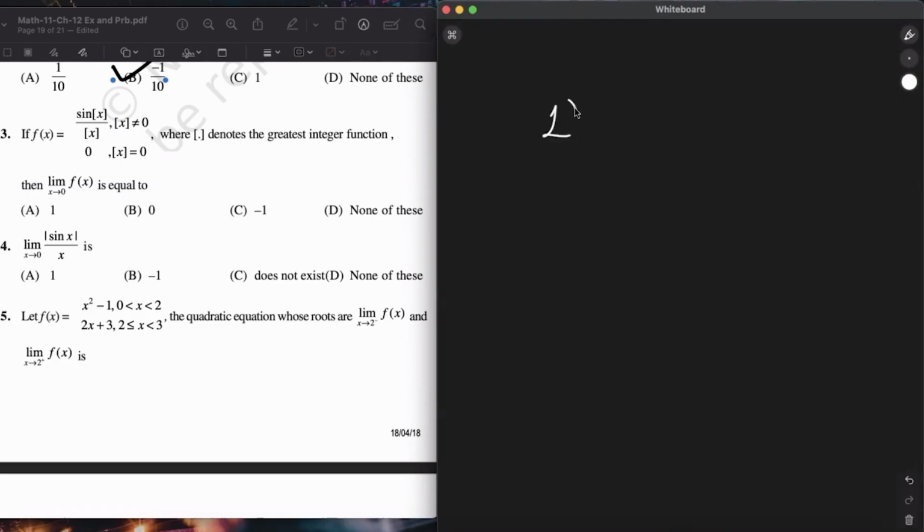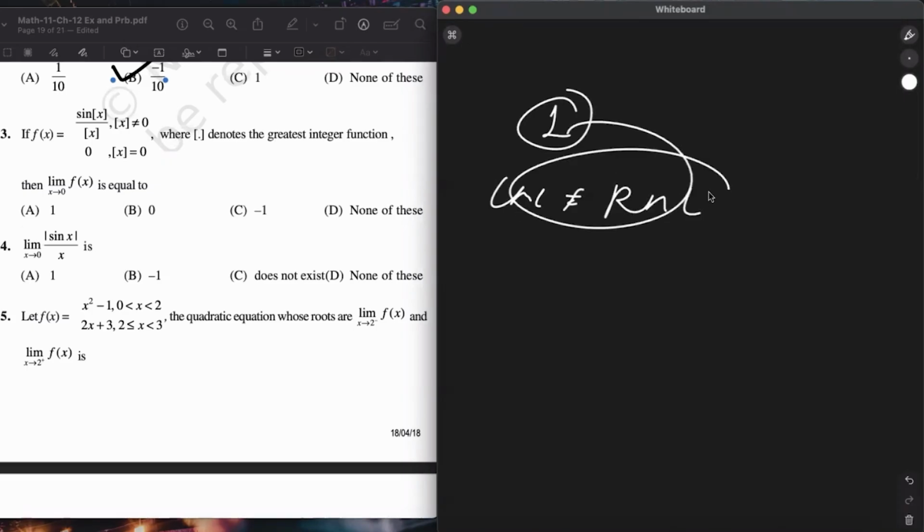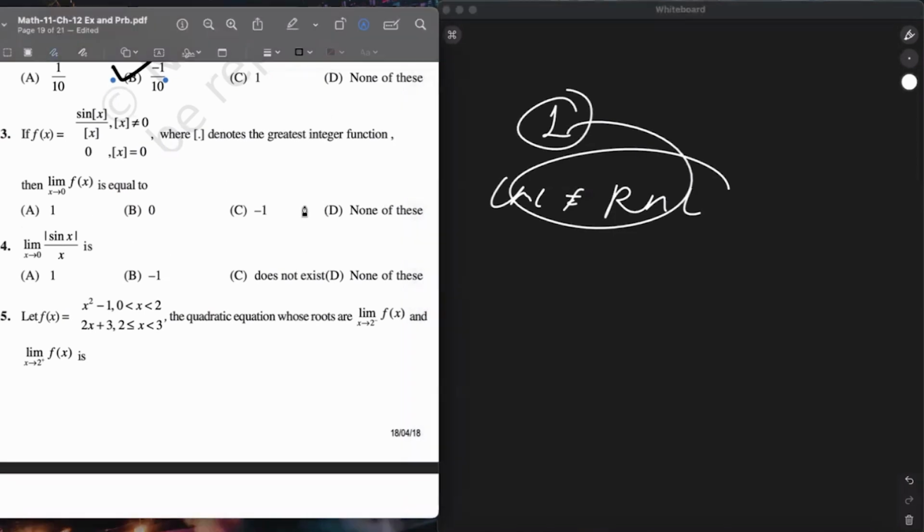Okay. So now we see that, wait a minute. Sine 0 by 0, yeah. So sine 0 by 0 was there. So this means that LHL is unequal to RHL. LHL is unequal to RHL. That is why the answer will be none of the above.